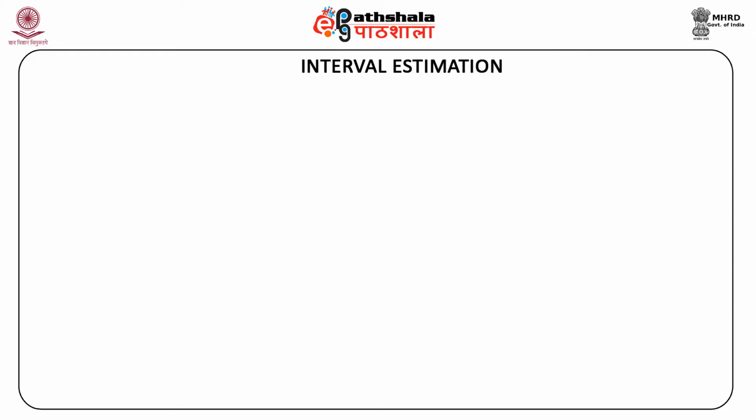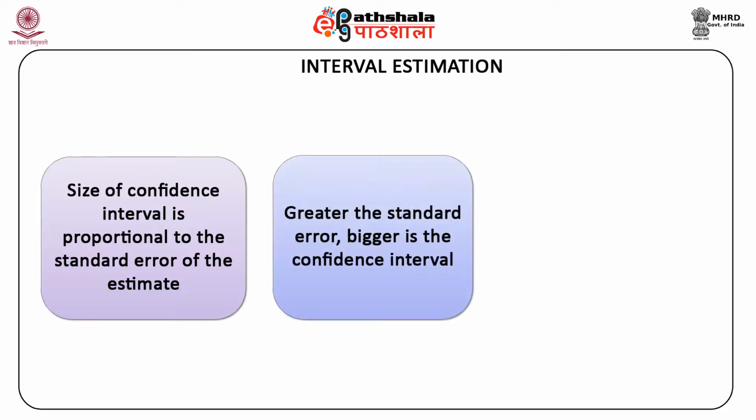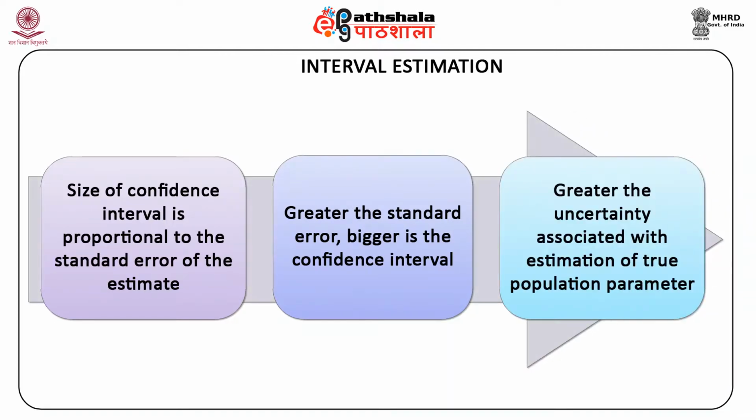We can see that the size of the confidence interval is proportional to the standard error of the estimate. The greater the standard error, the bigger the confidence interval, and the greater the uncertainty associated with the estimation of true population parameters.